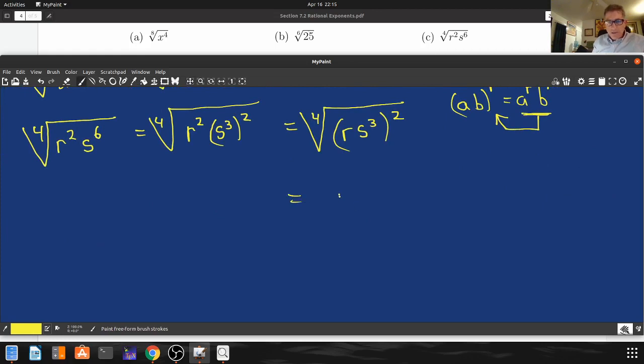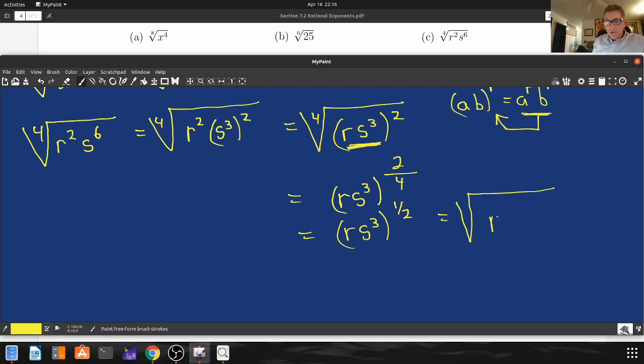So now let's look at my base. That's r s cubed raised to a fractional power. My denominator is my index. My numerator is the power that the base is raised to. That's the reason I needed to have a base raised to the same power. So this is r s cubed raised to the 1/2 power, which is the same thing as the square root of r s cubed.